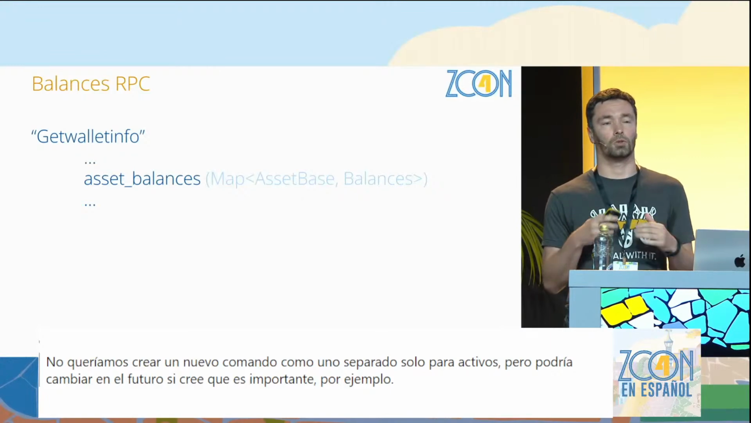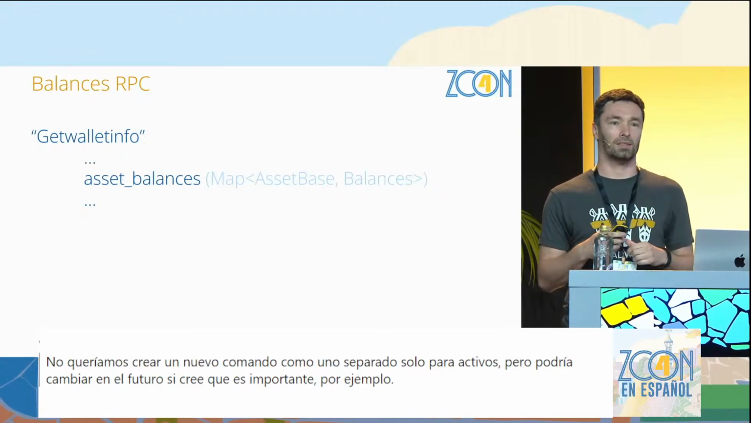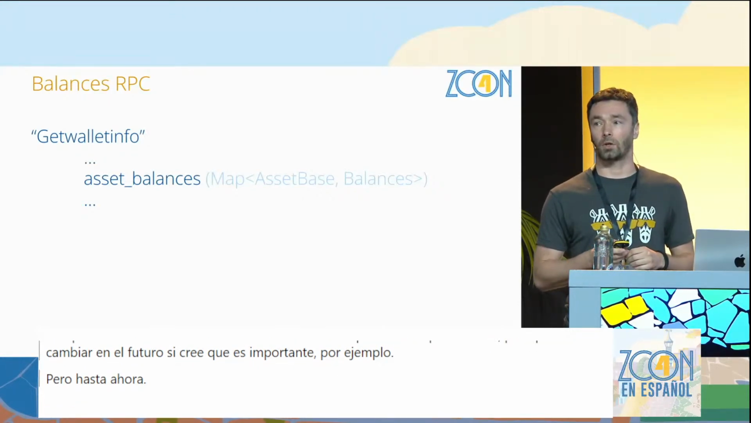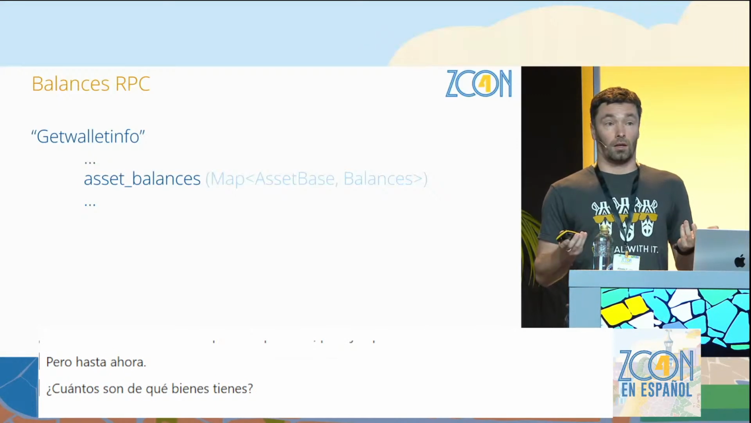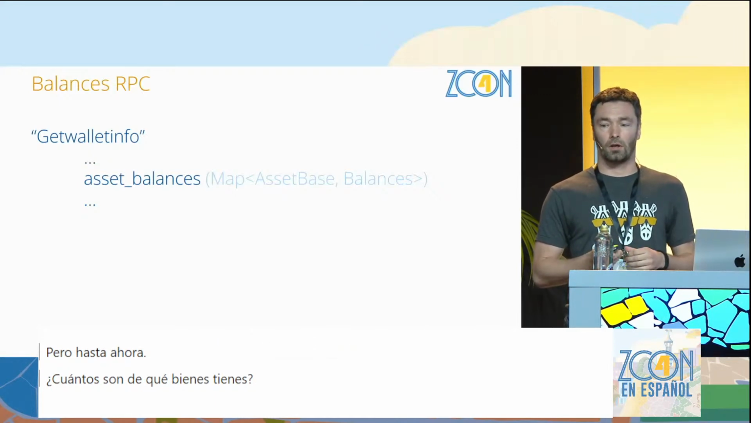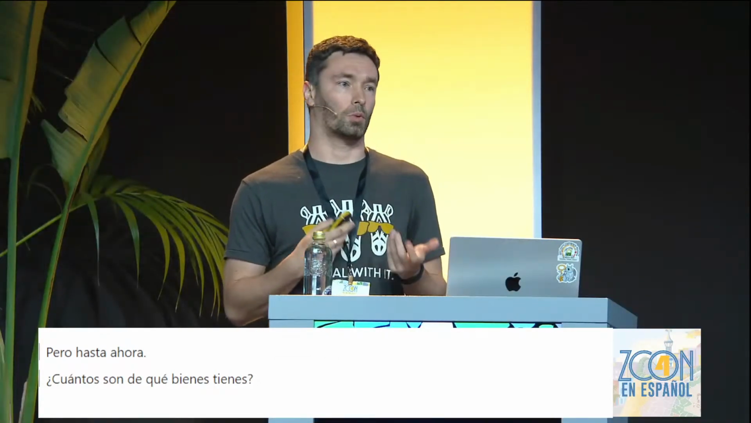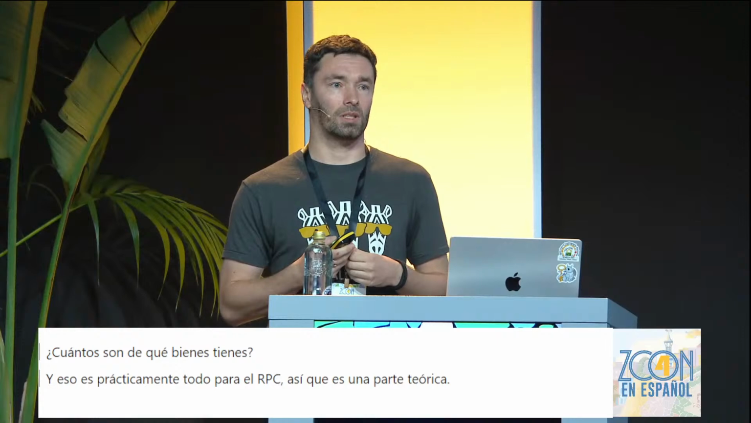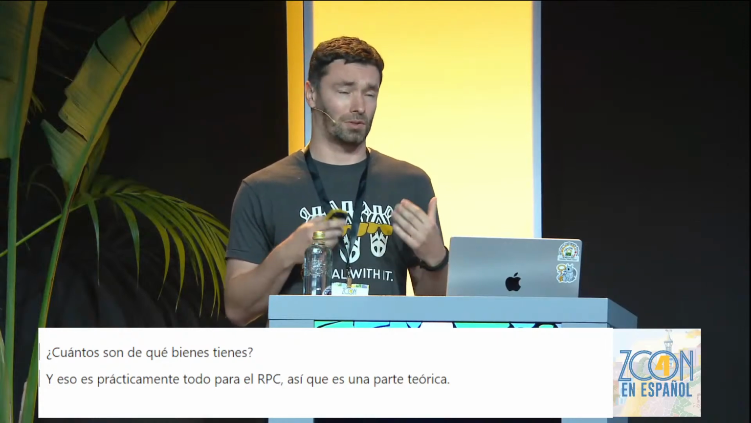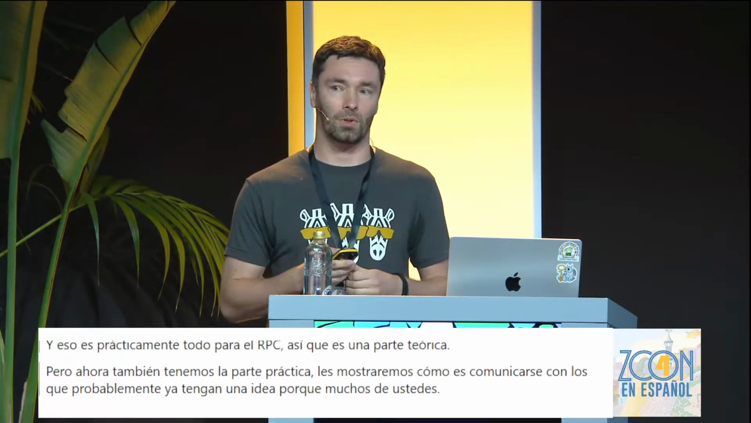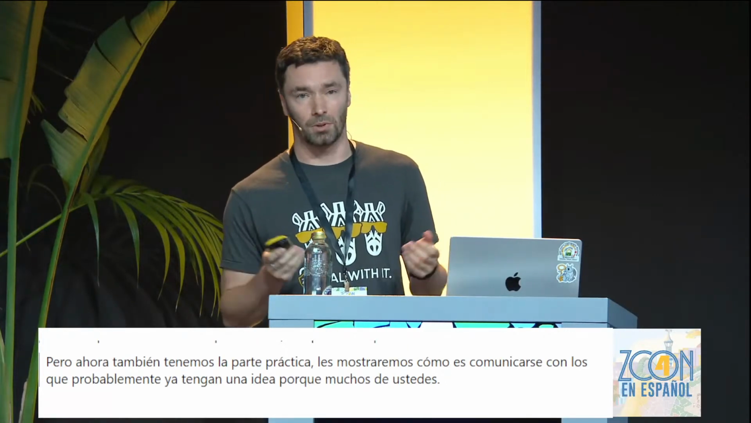In addition to all the things you already get, you also get a map of asset balances that shows you how many of which assets you have. And so that's pretty much it for the RPC. So that's the theoretical part, but now we also have a practical part. We will show you how easy it is to communicate with that. You probably already have an idea because many of you use these interfaces and you see that the changes are quite small. But anyway, let's do it.